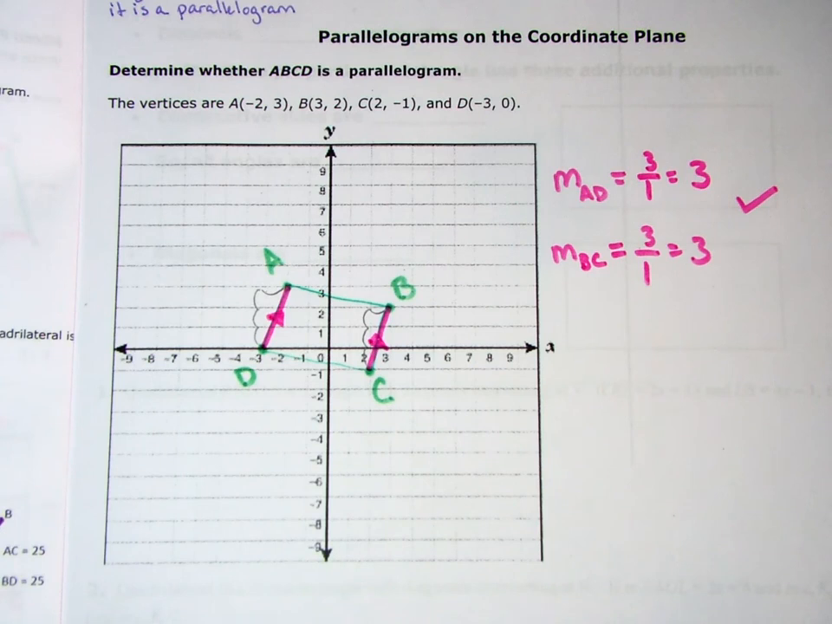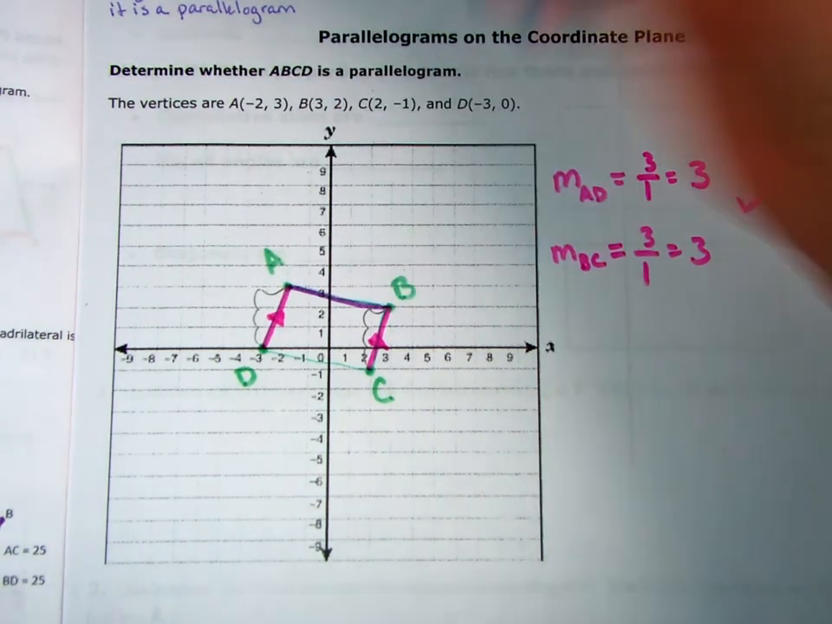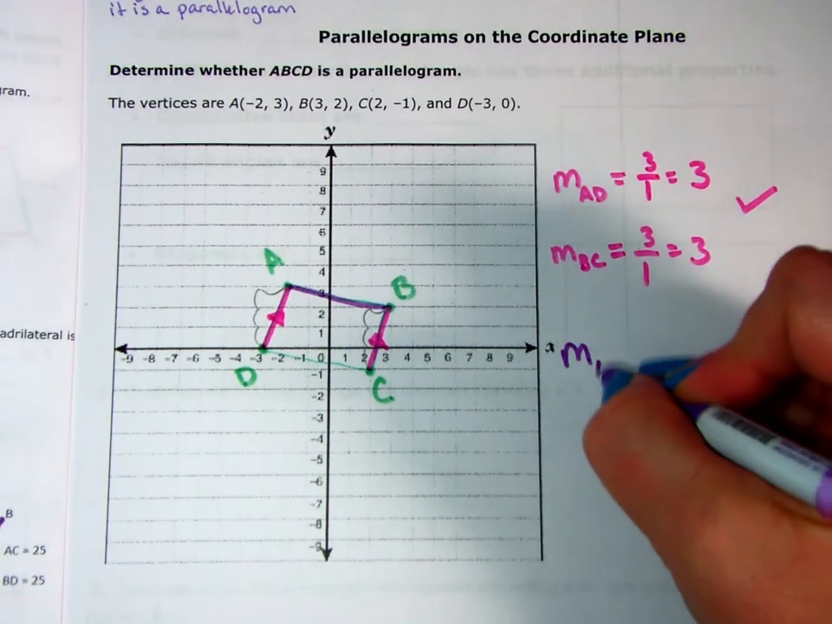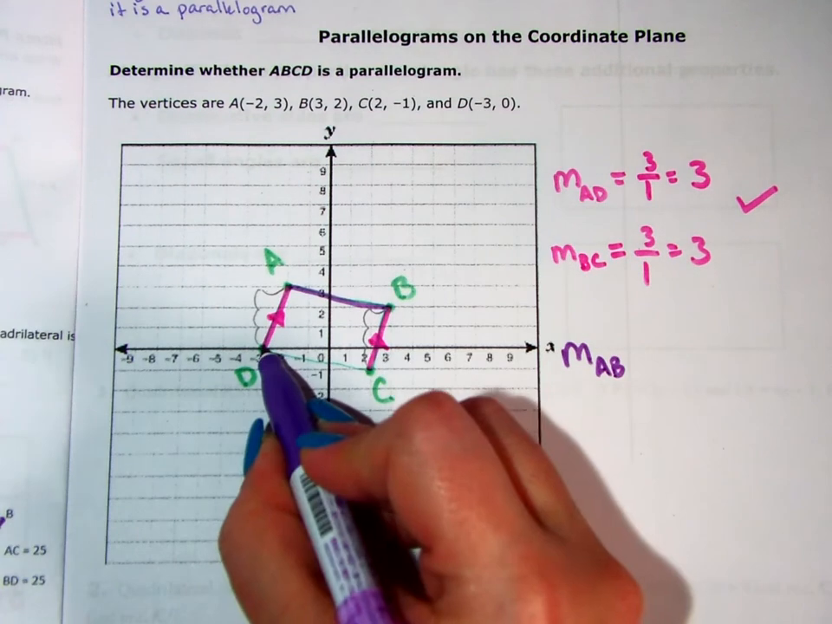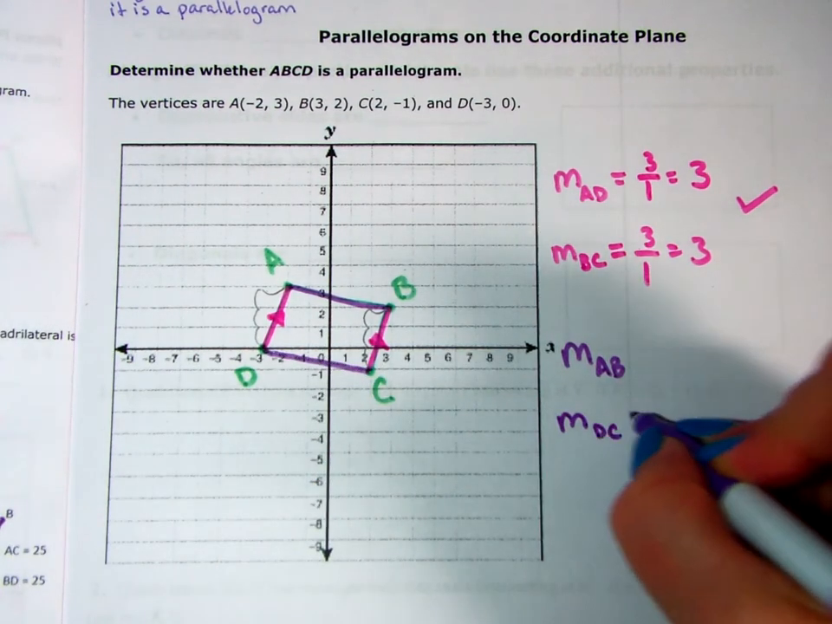Okay, then let's check A, B, and D, C. Make sure it's not a trapezoid, because one set of parallel lines gives me a trapezoid. I need 2 sets of parallel lines. So I need to check the slope of AB and the slope of DC. I can tell they're negative because they're both going downhill.